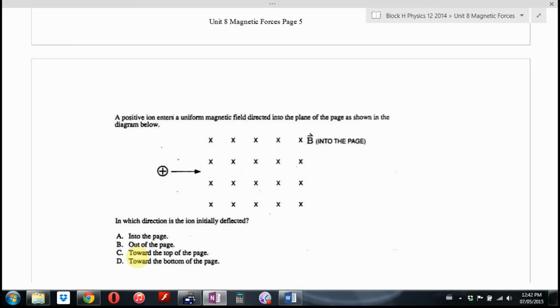So, either use this one or use your paper, but don't use both. So, Darian, let's use this one. Ready? Get your hand up. Yes, yes. C. Yes, toward the top of the page.